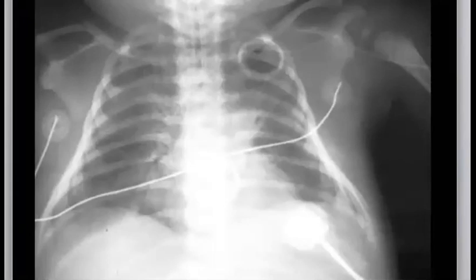What is your differential? Again, pneumonia, perfect. And look that the patient is ill. Why? Because he already has some tubes inserted. Yes, pneumonia.